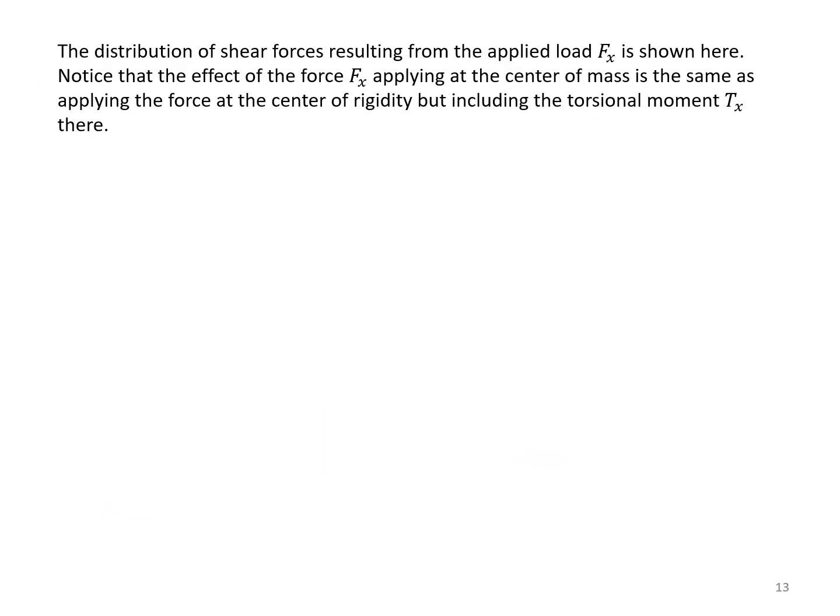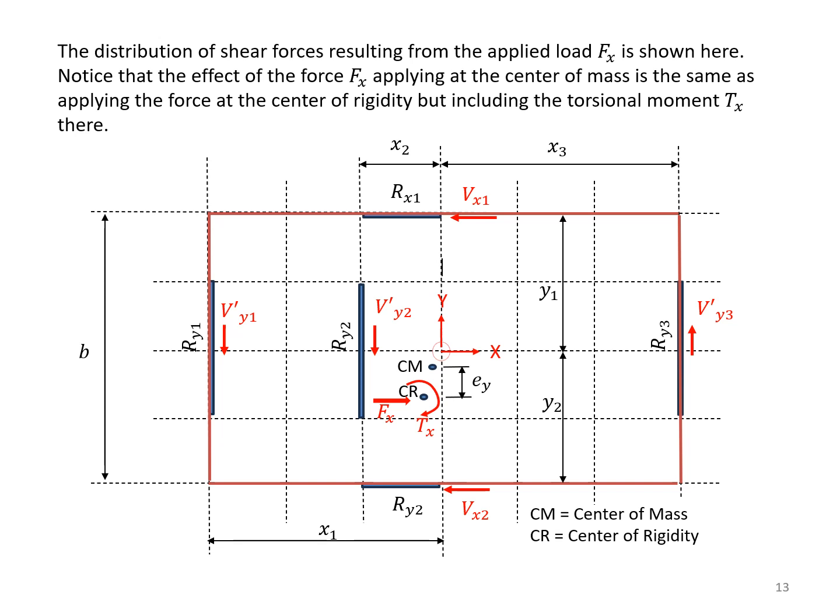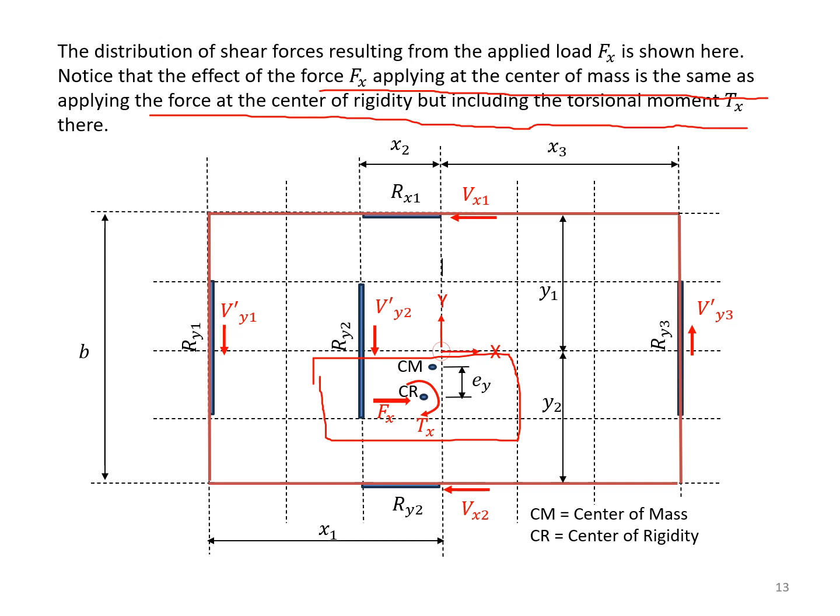The distribution of shear forces resulting from the applied load Fx is shown in here. Notice that the effect of the force Fx applied at the center of mass is the same as applying the force at the center of rigidity, but including the torsional moment Tx, as you can see here. We have brought the force and put it at the center of rigidity, and then we put the moment in there. As you can see, on the north part, the north frame, we have a force Vx1. On the south, we have Vx2.